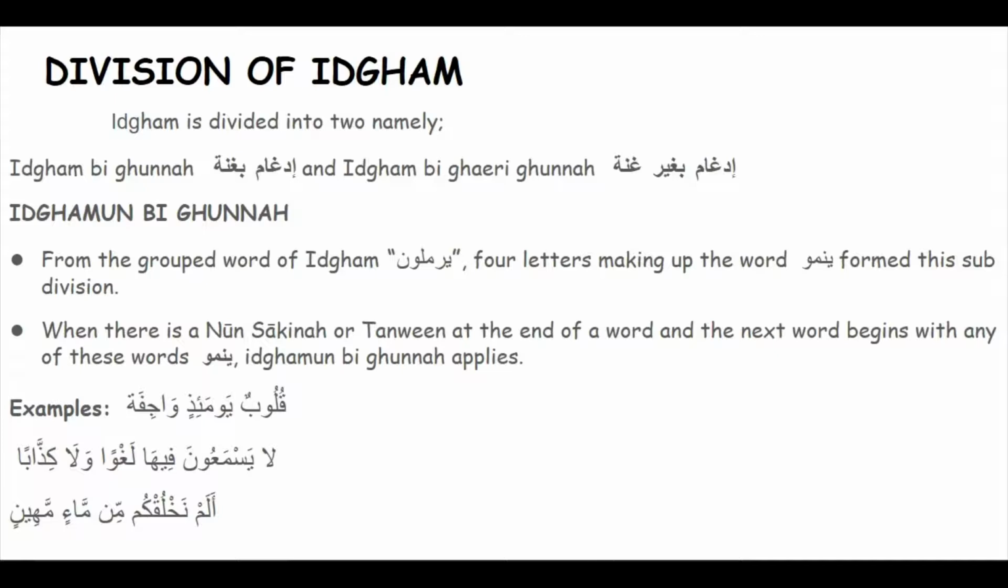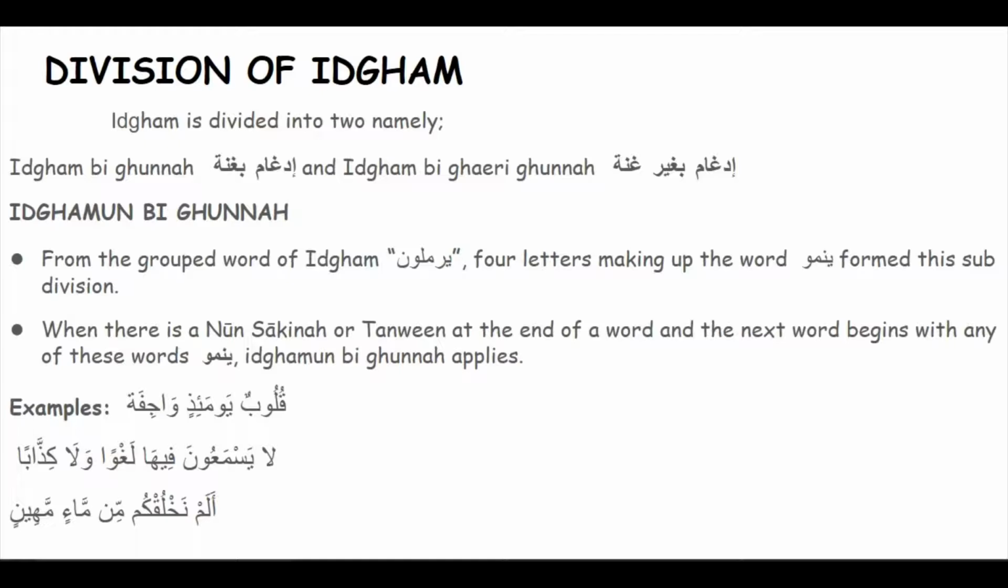Okay, the focus is on ma'im mahin and not nakhluqukum min. Then we also have in mimma, because this is nun sakina followed by mim. This nun sakina, as you can see, is followed by mim, and that will then result in idghamun bi ghayri ghunna. Then ma'im mahin, this is tanween followed by mim, that is idghamun bi ghunna or idghamun naqis.